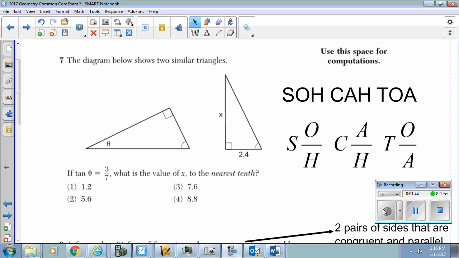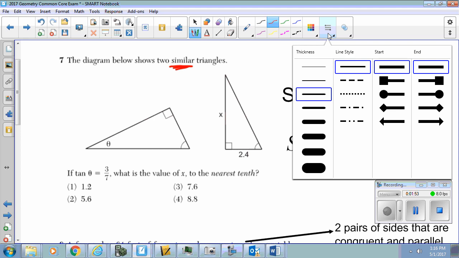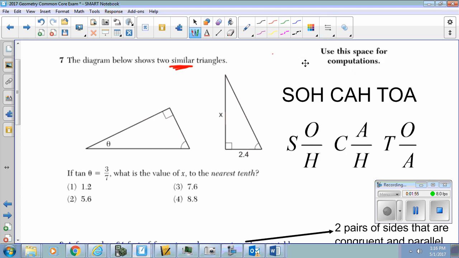All right, looking at number 7 now. Let's look here. It says the diagram below shows 2 similar triangles. Anytime you look at these problems, you should be looking at the information they give you and why are they giving us this information. Okay, so think about that. But the first key word I see is similar. All right, so we have 2 similar triangles. Then down here we see if tangent of theta is equal to 3 over 7, what is the value of x to the nearest 10th?